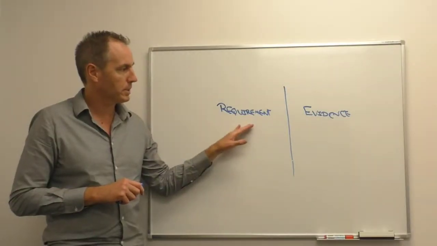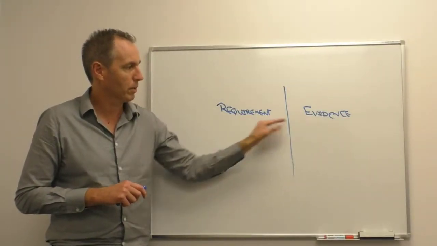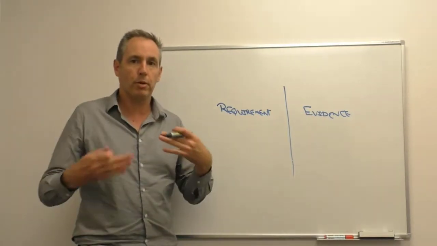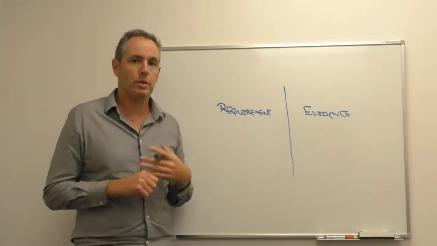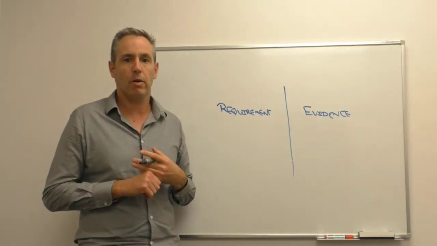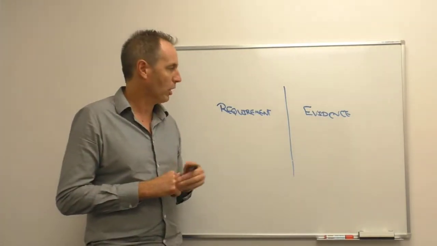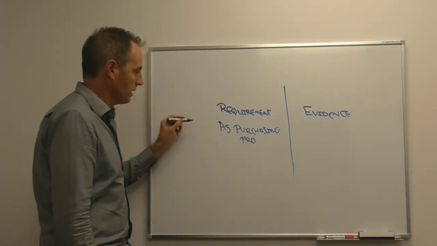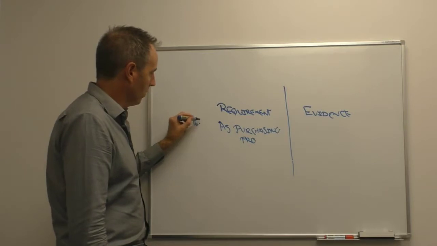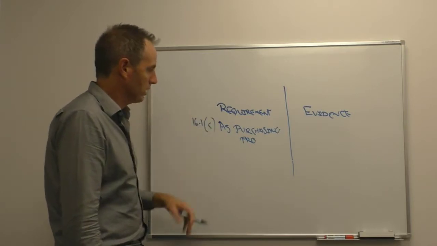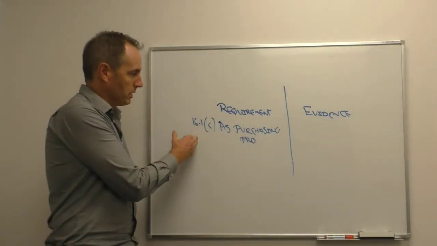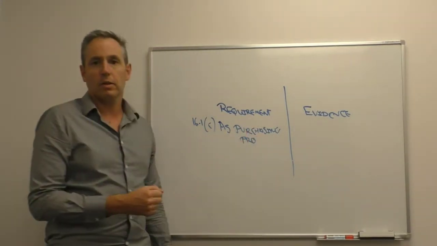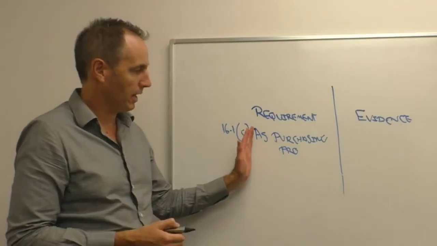The other big tip is to be specific with both of these, the requirement and the evidence. Simple example: we've got a purchasing procedure that says purchase orders over $10,000 must be signed off by the general manager or above. I don't just say "as per purchasing procedure." I'll be specific: as required by 16.1C of the purchasing procedure, not all purchase orders over $10,000 were signed off by the general manager. The latter half there is the tip.